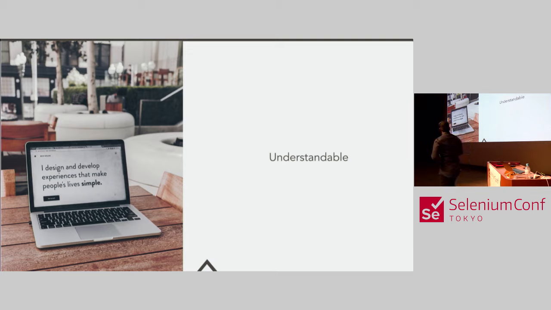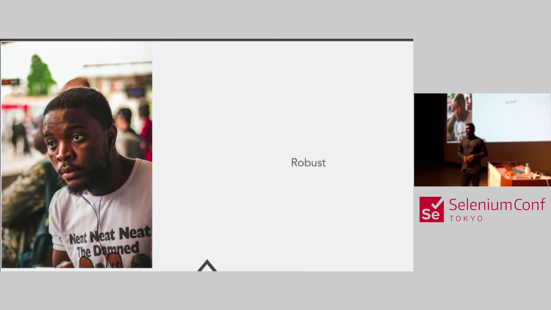And then U stands for understandable, definitely. The UI is the face of your application. Make sure it is simple, not complex, and that everyone understands it. And next comes R, which stands for robust. Yes, we develop UI, but it needs to be built in a way that assistive technologies can still understand what can be read back to people who have auditory impairments, right?